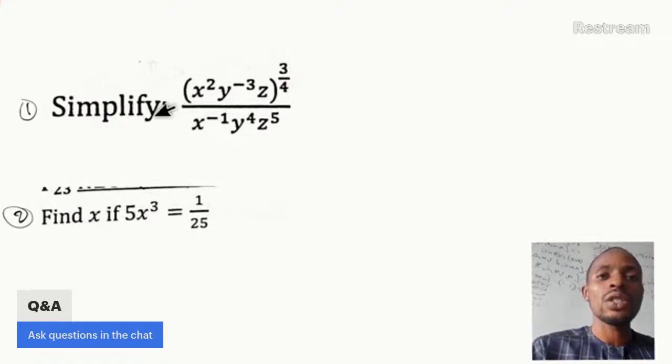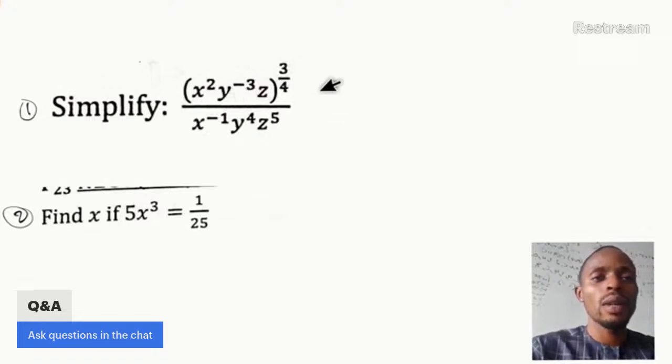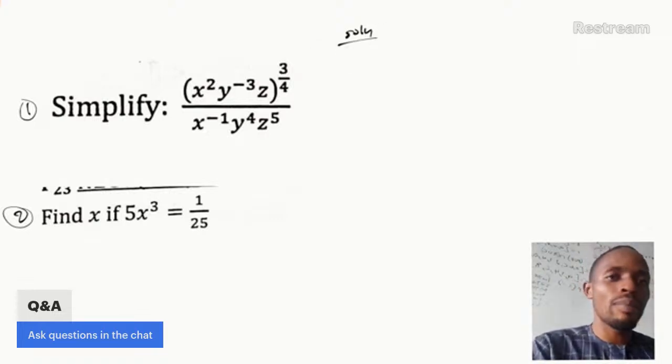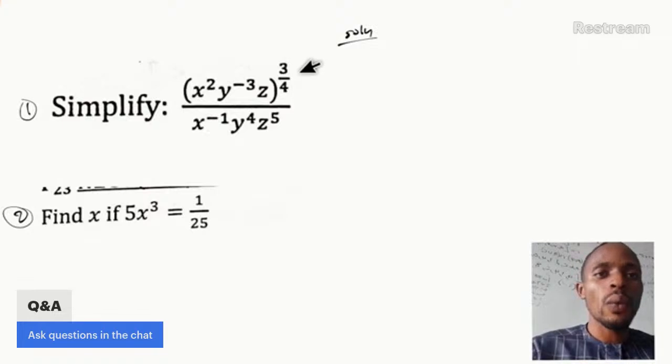So let's dive into the solution of this now. To solve this question, the first thing and the easiest way here is to open this bracket with this power. We open the bracket, and the power 3 over 4 goes to every term inside the bracket, according to the law of indices. So let's apply it now.